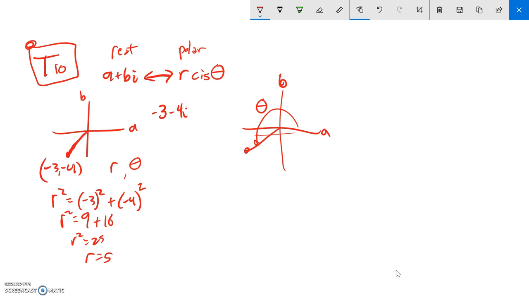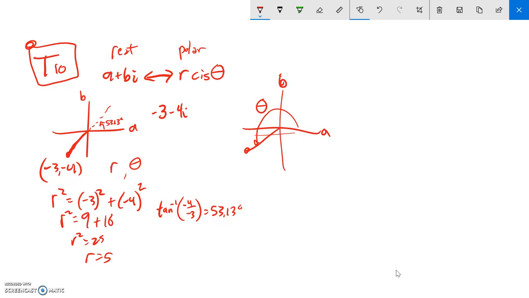So I know my r part, and to get my theta, I'm going to go inverse tangent of y over x. So I'll grab my calculator. I get 53.13 degrees.